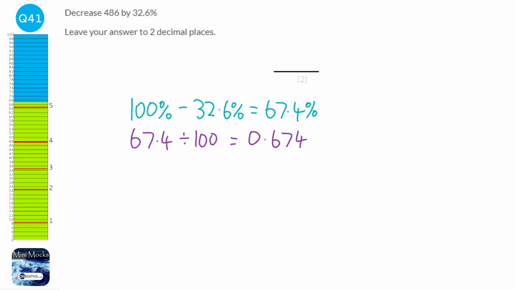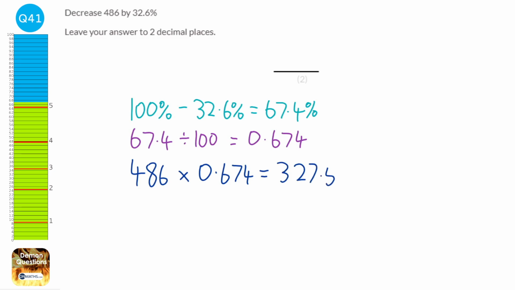And the beauty about a multiplier is all we need to do is get the amount from the question, 486, and times it by the multiplier, and it will do all the hard work for us, and it will give us the answer of 327.56.